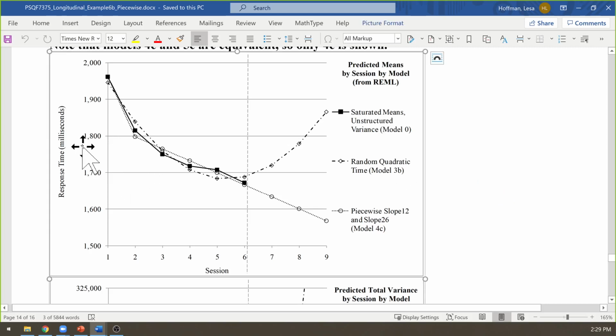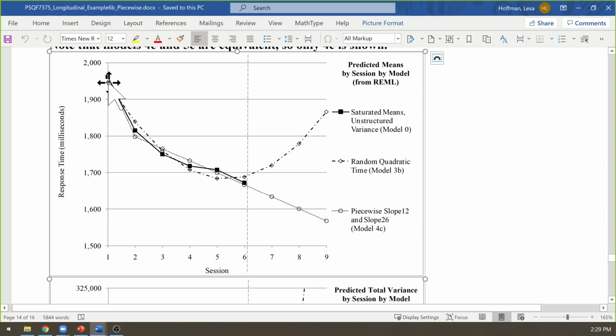The first part of this plot is the mean response time. So the black line with the squares, that's the right answer. That's from the saturated means model, in which I have 6 parameters that perfectly recreate those 6 means. The line with the diamonds through it that looks like this U shape, that was the best fit from the random quadratic model. And I have forecasted what each of these models says would happen to response time after session 6 to make the point as sort of like theoretically what process they're specifying here.